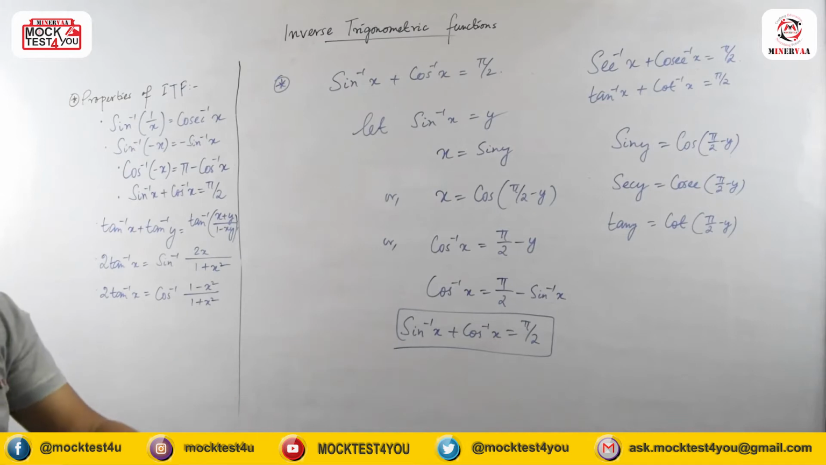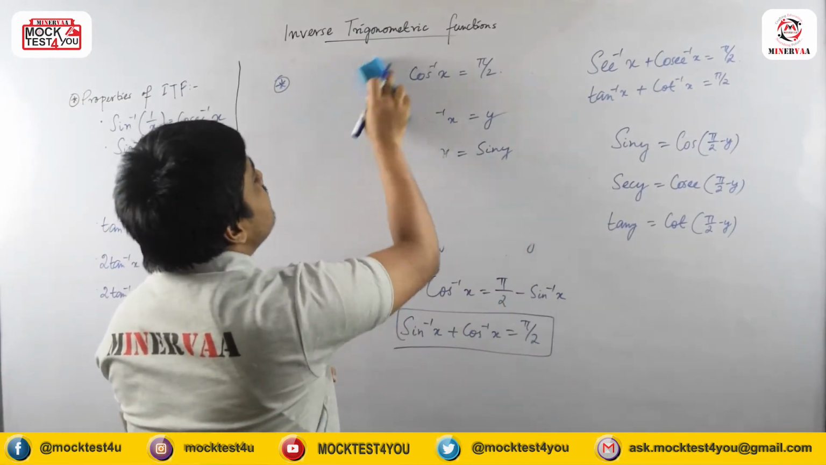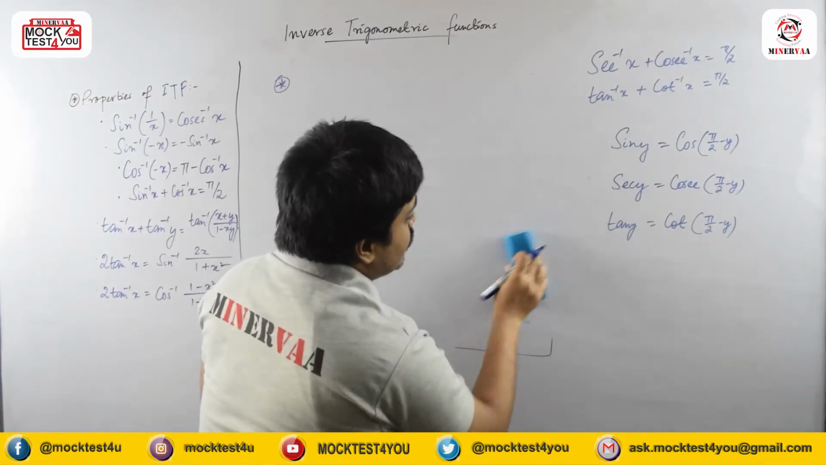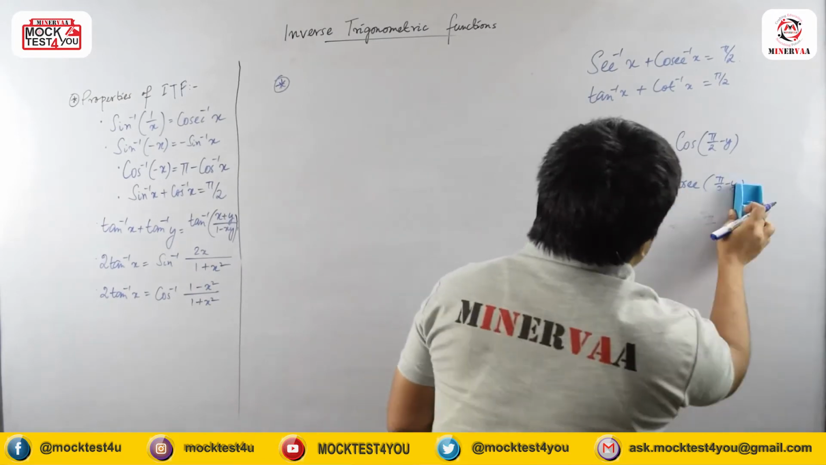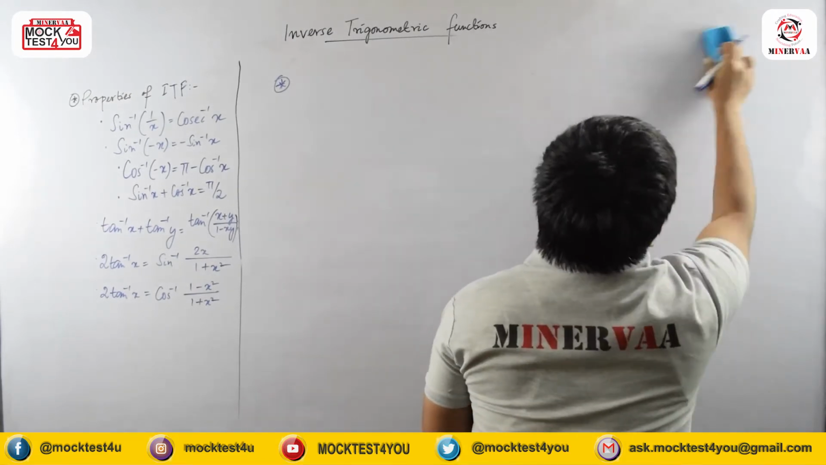So let us move on to other properties. Look, these properties are very easy to remember if you know how to derive these ones. Don't try to memorize. It's best to derive and then learn, because the more you write, the better it is.